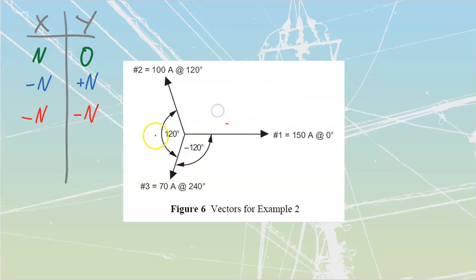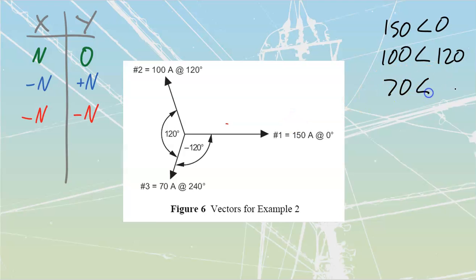Let's go and add them together. I'm just going to move them over to the side over here. Number 1 was 150 at angle 0. Number 2 was 100 at angle 120. And number 3 was going to be 70 at angle 120 as well.